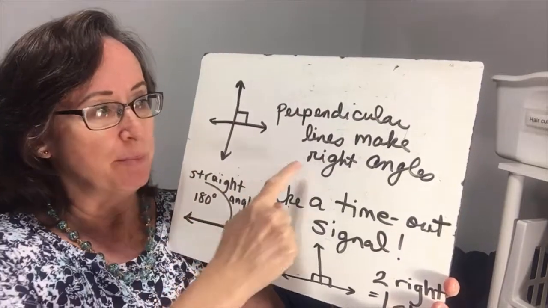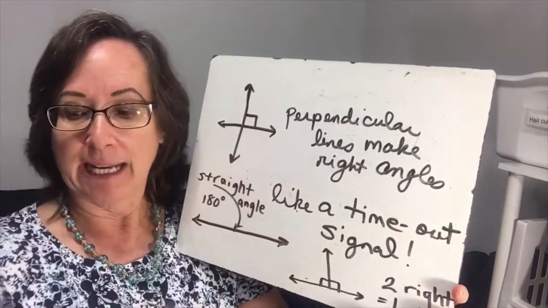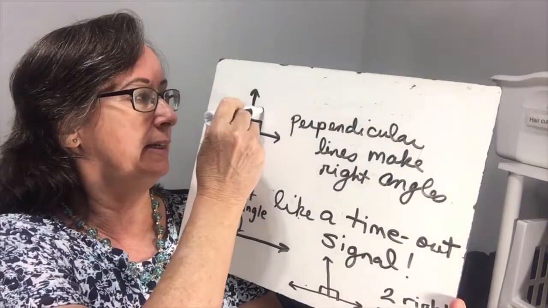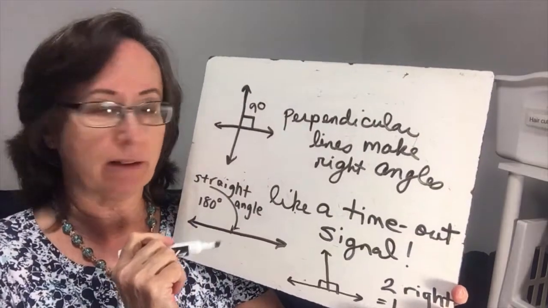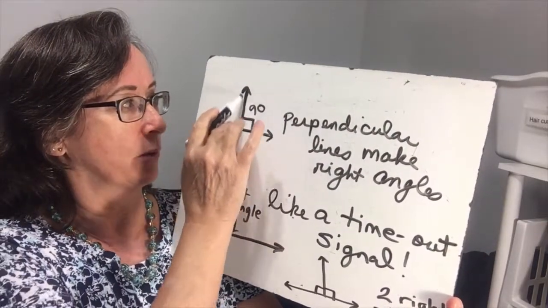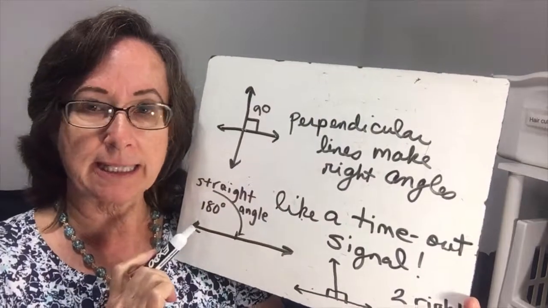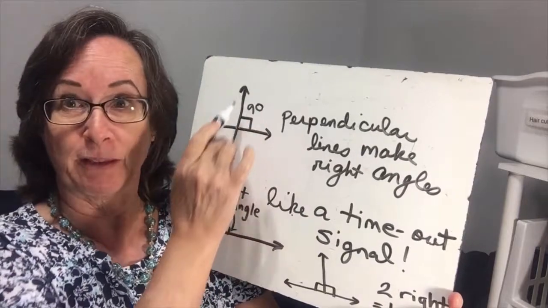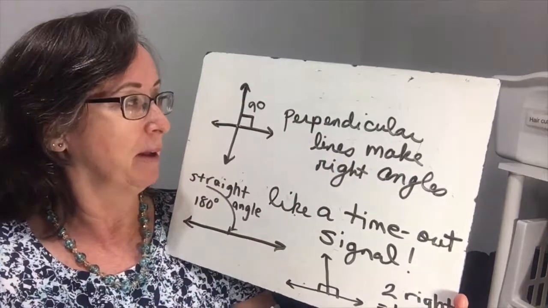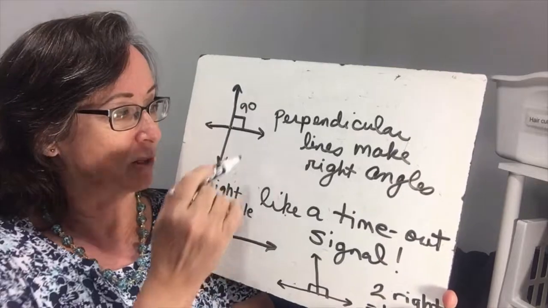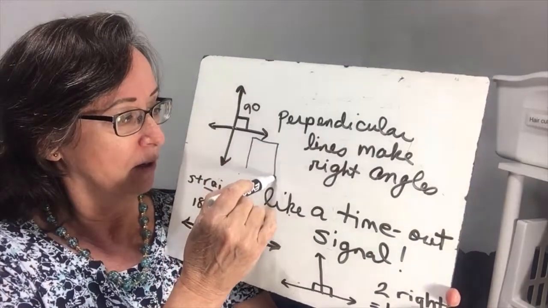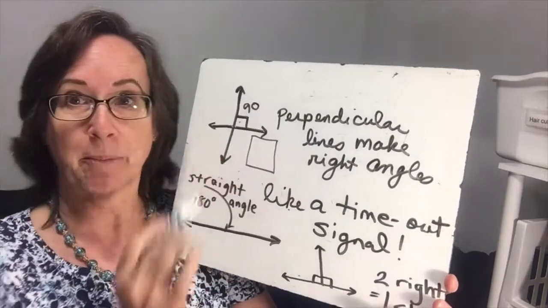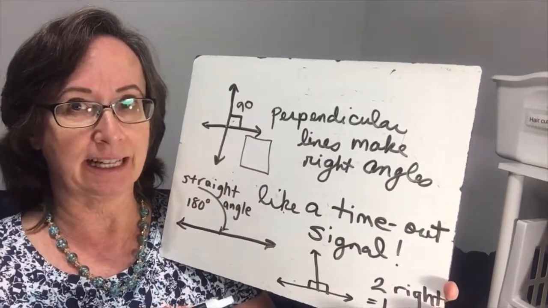Perpendicular lines make right angles with each other. Now, a right angle is 90 degrees. So when we have an angle that is 90 degrees in the corner here, we put a little box to designate that that one is square. In other words, it would be the corner of a square because it's 90 degrees. And a square has 4 90-degree angles. Okay, so that's just a little reminder to us that that angle is a 90 degree because we put a little square in it.